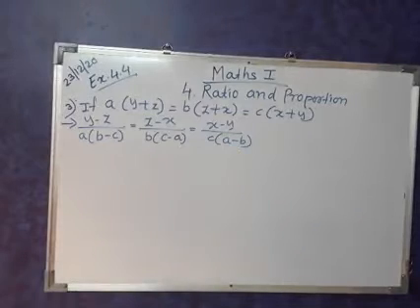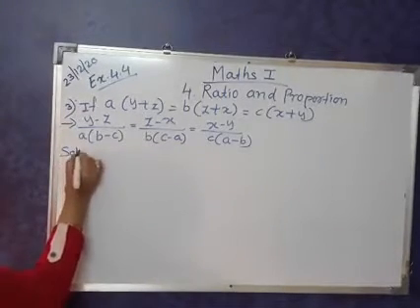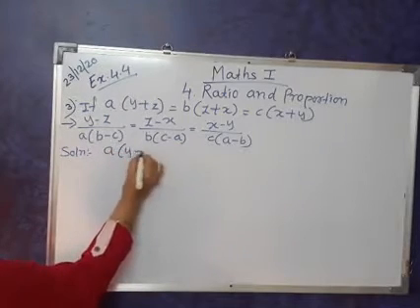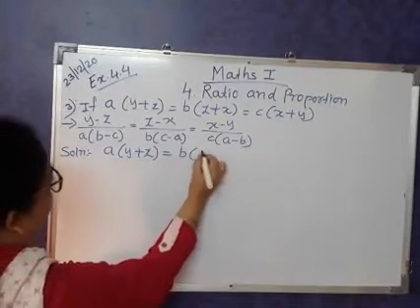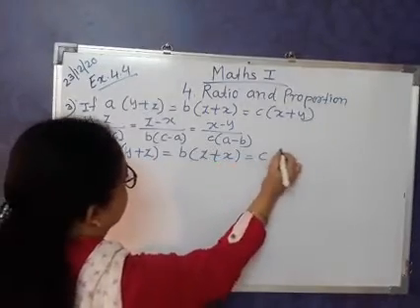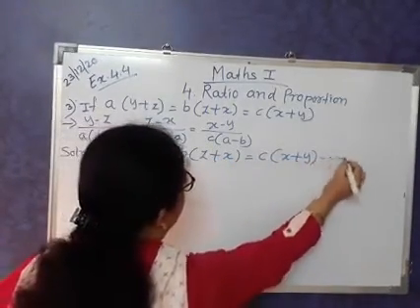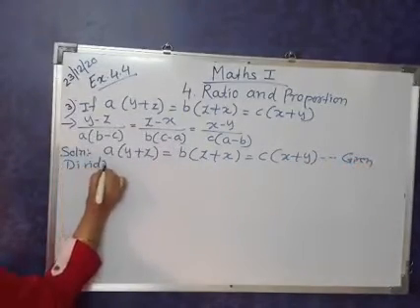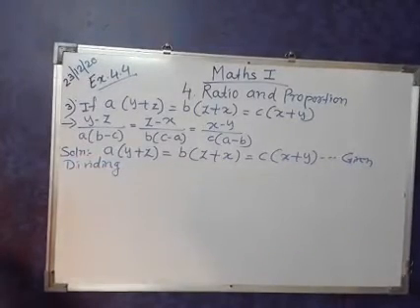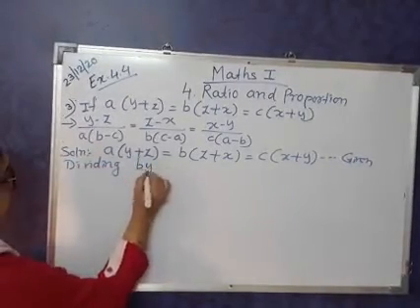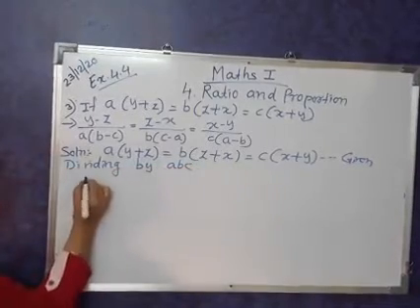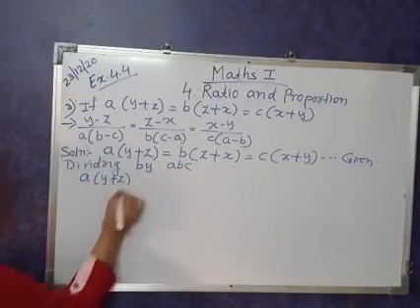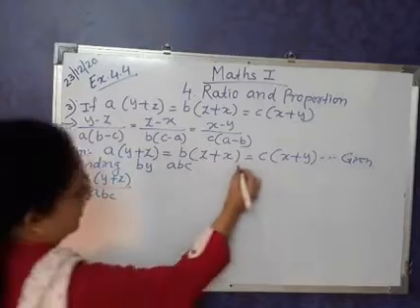Okay. Now from whatever is given, we have to show this. Now how will it come? Solution. What is given? a into (y plus z) is equal to b into (z plus x) is equal to c into (x plus y). This is given. Now dividing throughout by abc. Dividing by abc, each term, that means the first term, we are dividing by abc. I am making the part here.